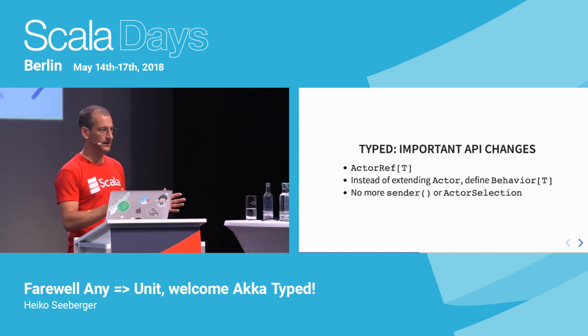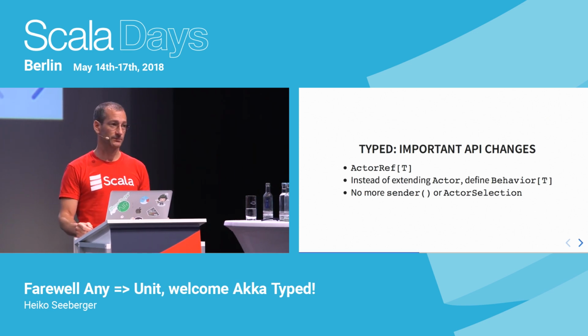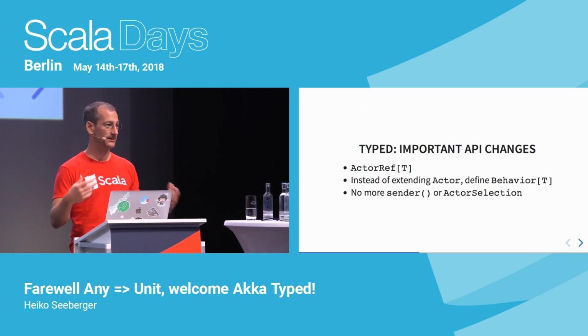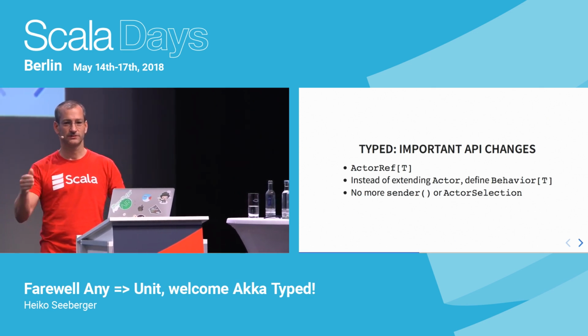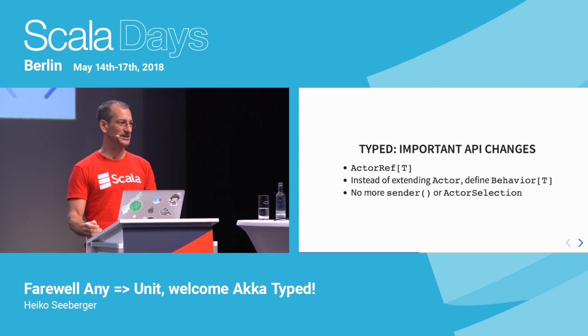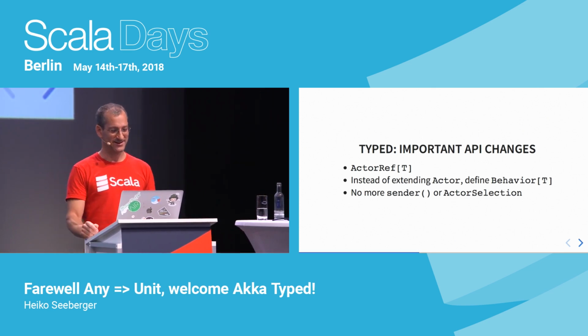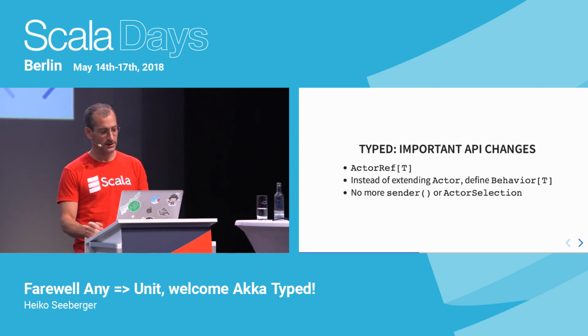All right, so now let's take a look at Akka typed. And there's a couple of important API changes. First of all, because of being typed, your actor ref, your actor address is typed. So having an actor ref of T means you can only send messages of type T to that actor. Please don't use any as an argument. Then you're back in good old untyped. And there's no more actor trait you can extend from, but instead you have to define a behavior of T. So that's also typed. And as a consequence of that, there's no more implicit sender.